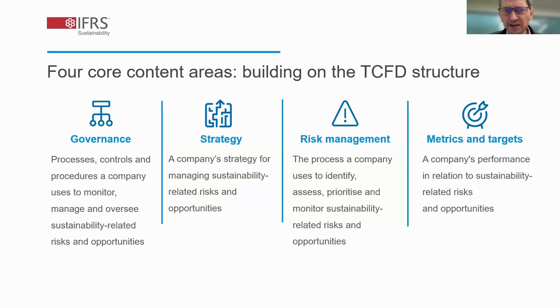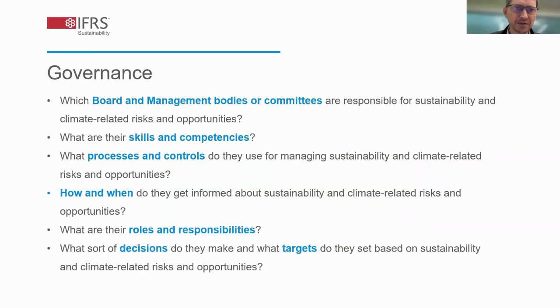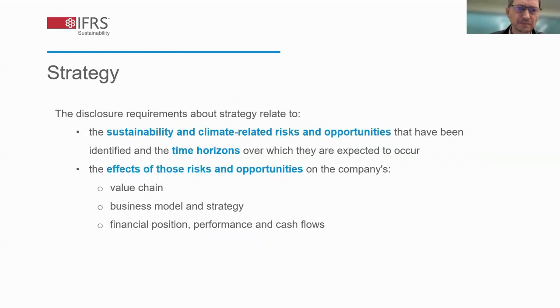So the TCFD structure gives a very market-accepted, clear way of presenting how you are currently planning and thinking about addressing sustainability-related transition. The kinds of governance disclosures are here. What skills does your board have? How often do they think about sustainability issues? How do they task management with tackling them, and so on? So this is not rocket science, right? But it's really important stuff.